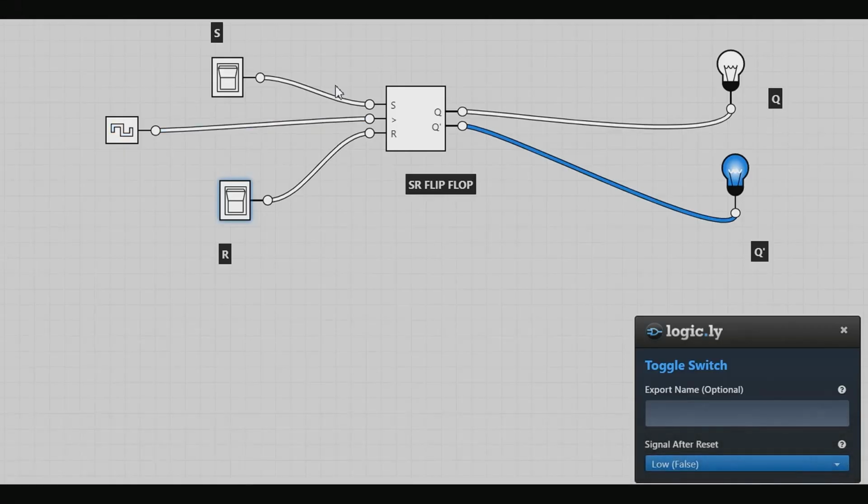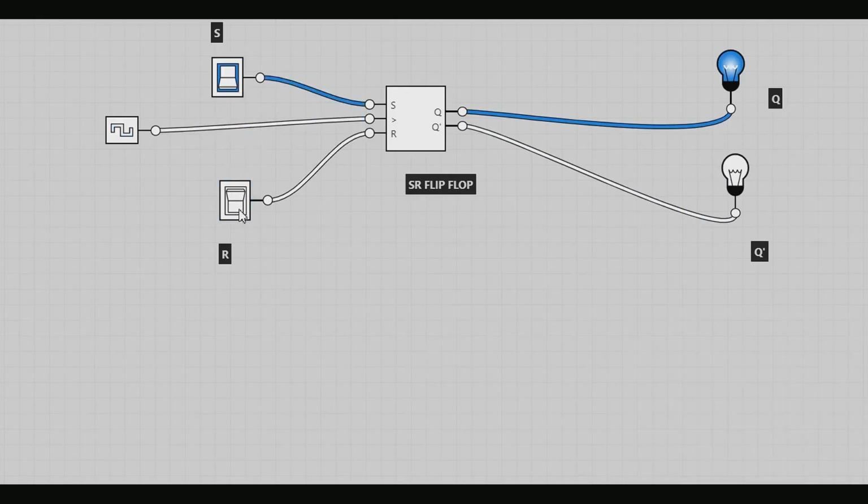Now I will be showing you the simulation of SR flip-flop. When S and R are both 0, the output Q dash is 1. When R is 1, the output Q dash is 1. When S is 1, Q is 1. And when S and R are both 1, it enters into invalid state.